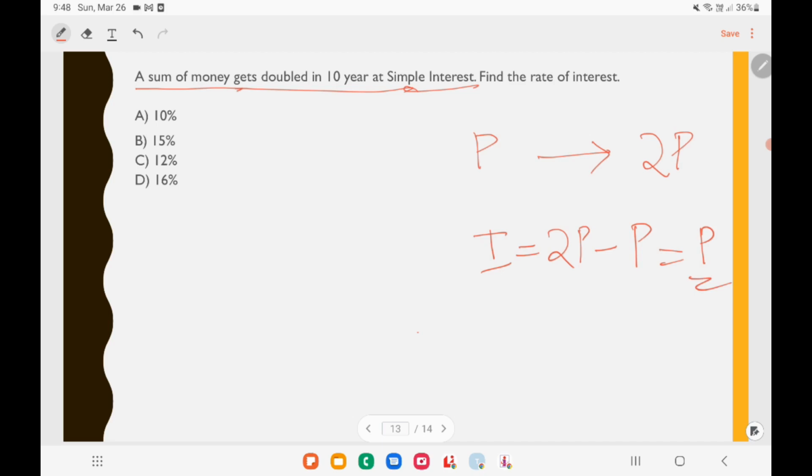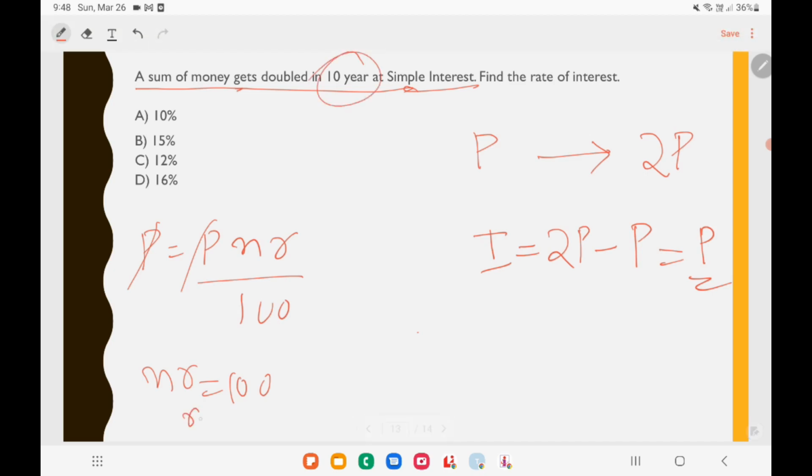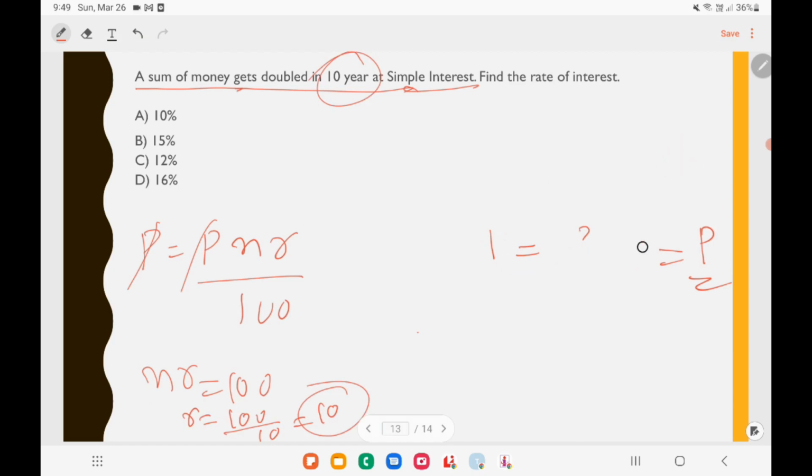Now you know the equation for simple interest as I is equal to PNR by 100. Here for I you substitute P because I is equal to P. So P will get cancelled, you will get NR is equal to 100. Here N is 10. So R will be equal to 100 by 10, which is equal to 10. So the rate of interest will be 10. Actually you can solve this very easily. I will show you how.